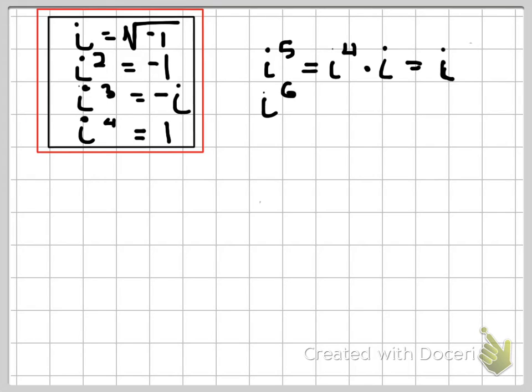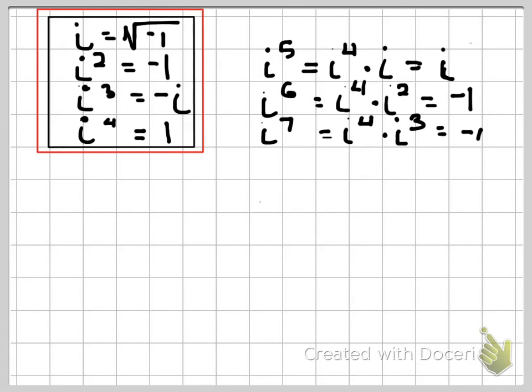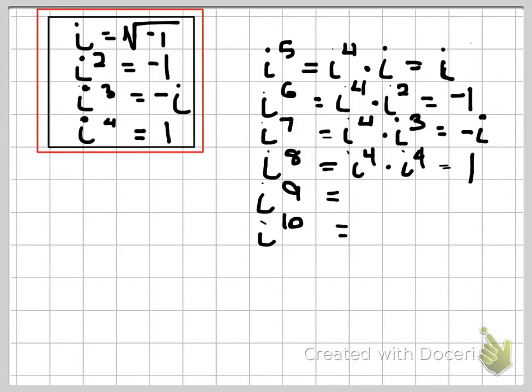i to the 6th can be expressed the same way, i to the 4th times i squared, which means that it's 1 times i squared, which means we get -1. i to the 7th will be i to the 4th times i cubed, which is going to be 1 times -i, or just -i. And i to the 8th will do the same thing. That's i to the 4th times i to the 4th, which is still just 1. I bet you can predict what i to the 9th will be, what i to the 10th will be, and so on.